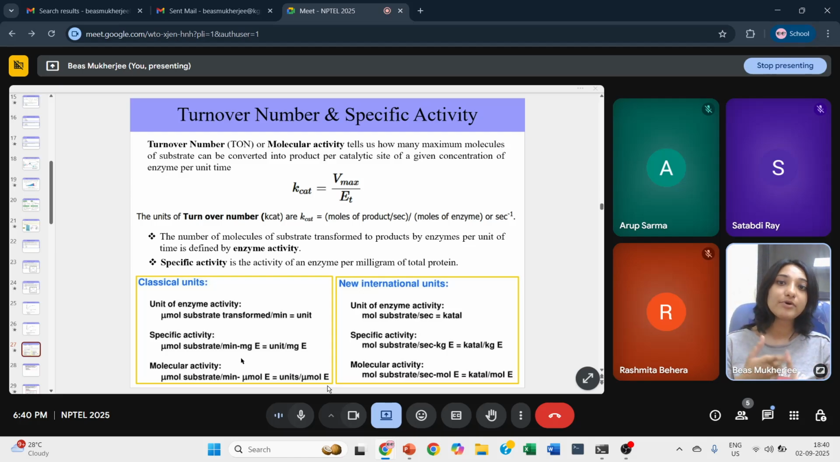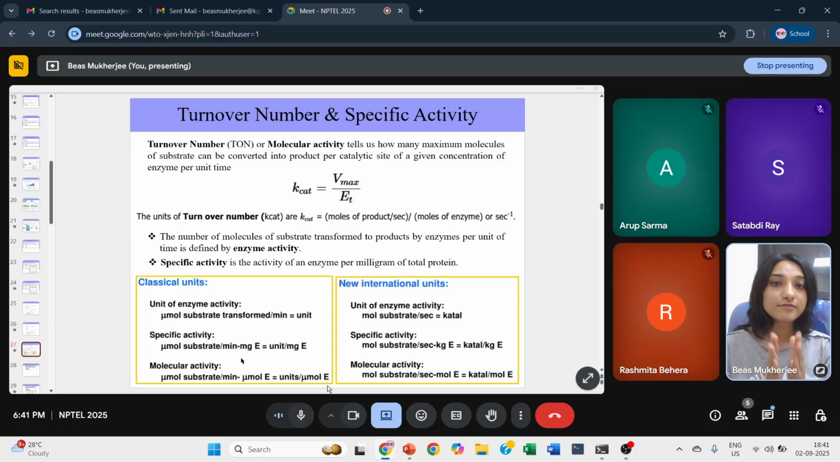So turnover number or molecular activity is denoted by kcat, and that is Vmax by enzyme concentration. That is enzyme total. ET is enzyme total. Okay, so the units of turnover number are moles of product per second divided by moles of enzyme, or second inverse. This is its unit, second inverse, right?